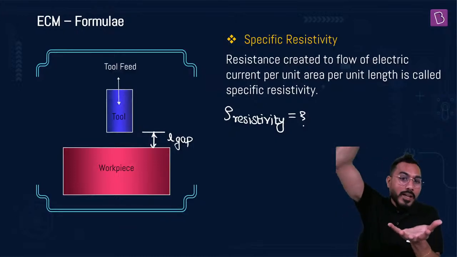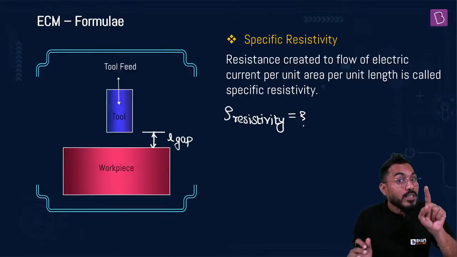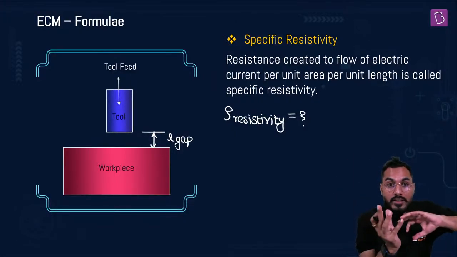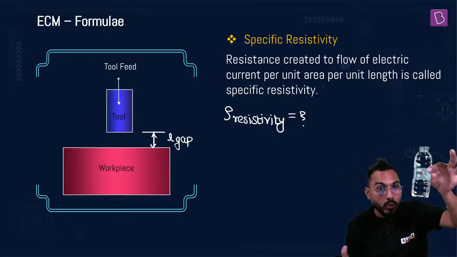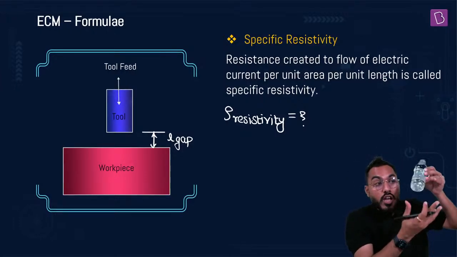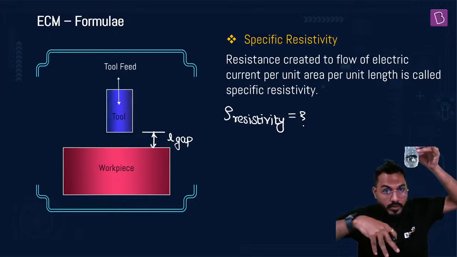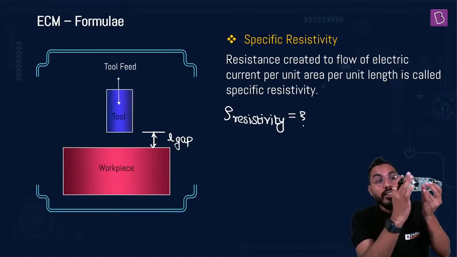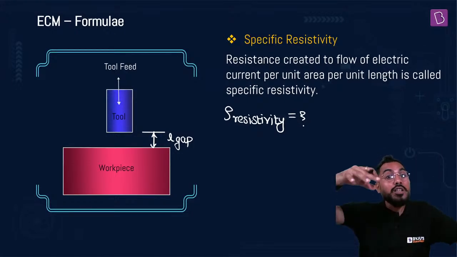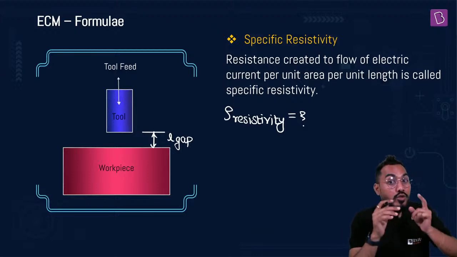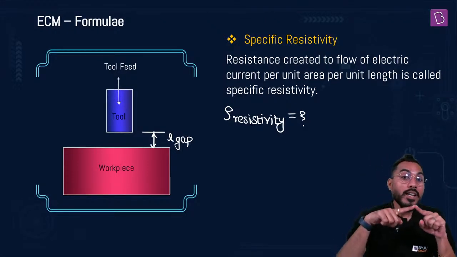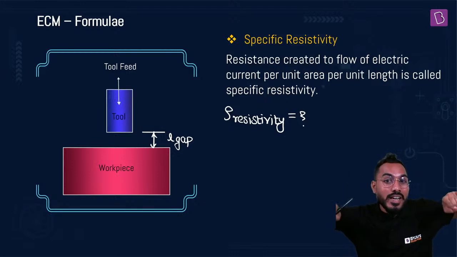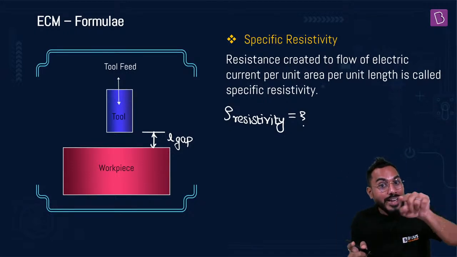Now through that gap current is flowing, and when the current is flowing, a certain resistance is created. Simultaneously, that current is flowing through an area. Suppose I have this particular tool which has a certain cross-section area. Through that cross-section area, current is flowing, and this entire area will also resist the flow of current. Through that, one definition comes called specific resistivity. The specific resistivity is nothing but the resistance created to the flow of current per unit area, per unit length.